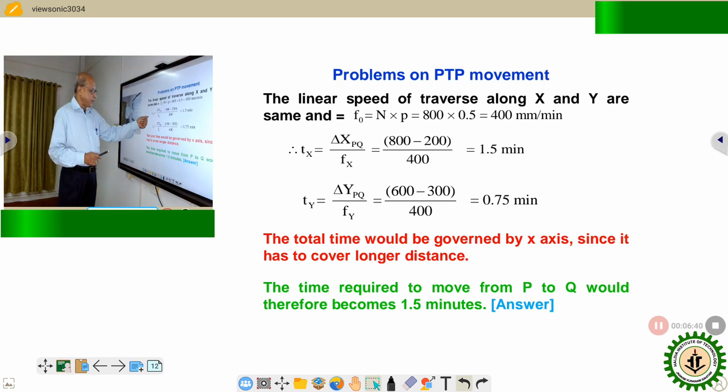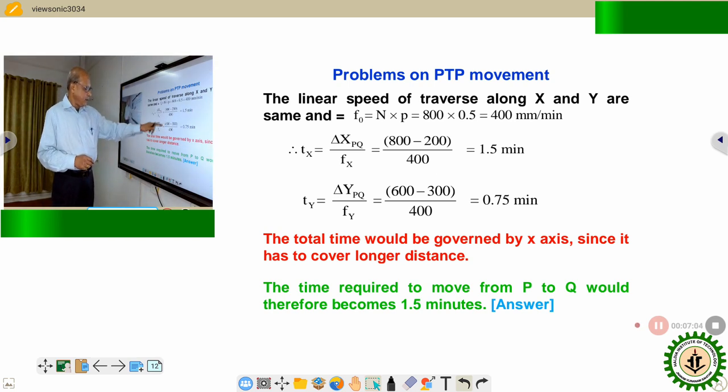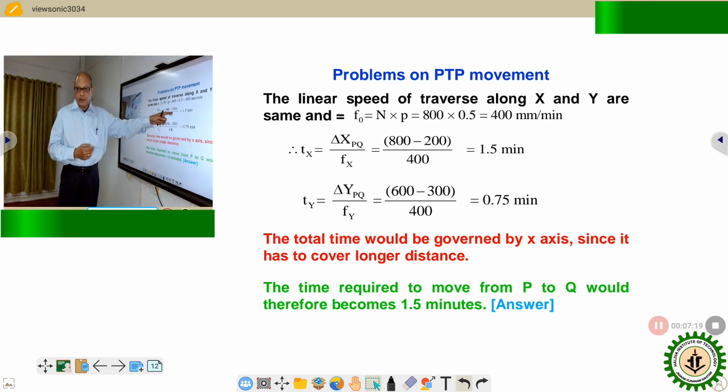To calculate tx, we consider incremental delta x for PQ, that is 800 minus 200, and the velocity is 400 millimeter per minute, which we have just calculated. So 600 divided by 400, we will get 1.5 minutes. Same thing, the time required to cover the y distance is (600 minus 300) by 400, because the velocity remains the same for both axes, and it will yield 0.75 minute. So the time for the x axis is 1.5 minutes and for the y axis it is 0.75 minute.